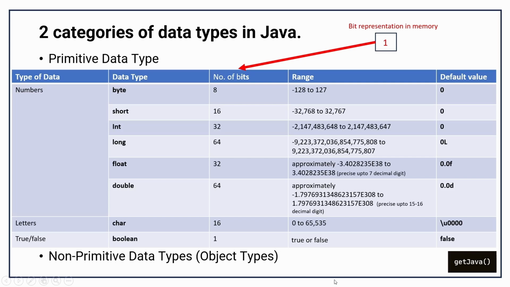Also, one more thing I forgot to mention. The data types which are having a range from negative to positive, minus to plus.